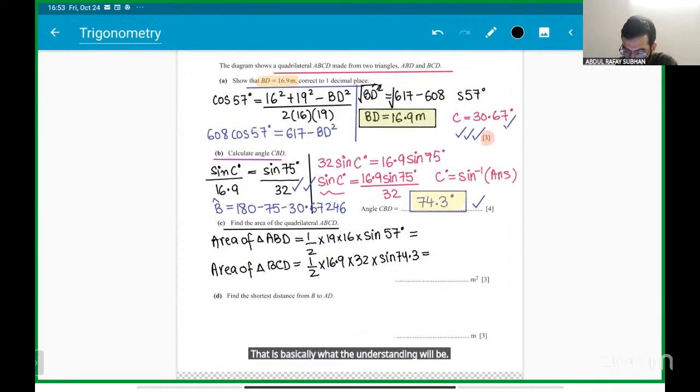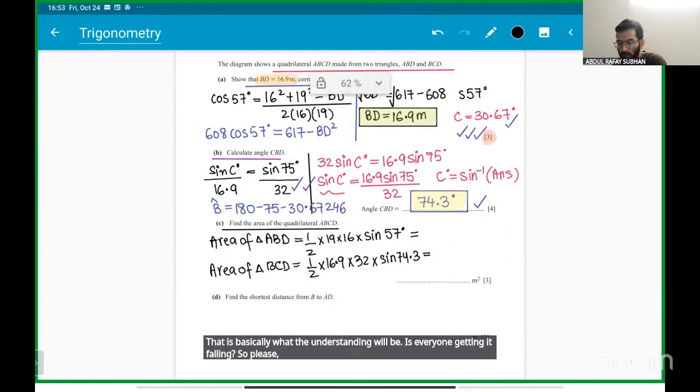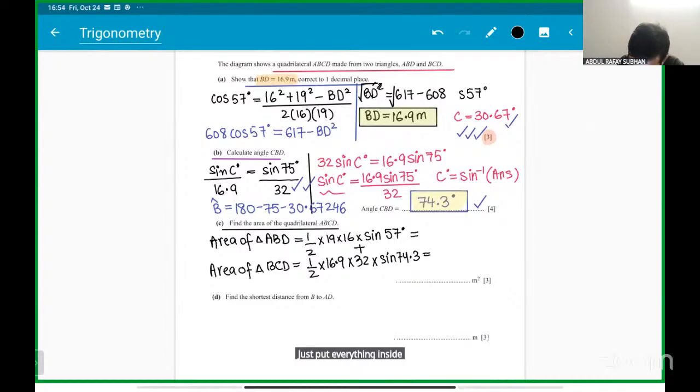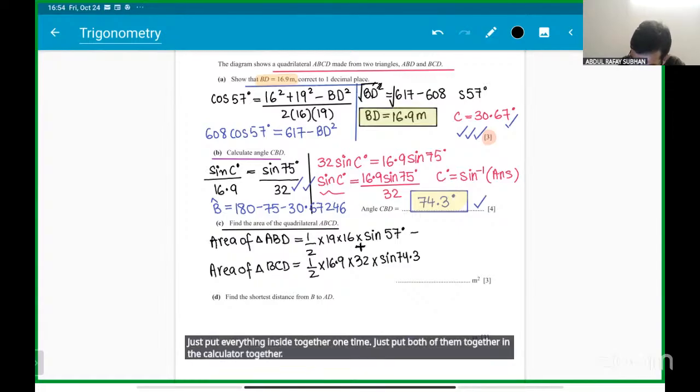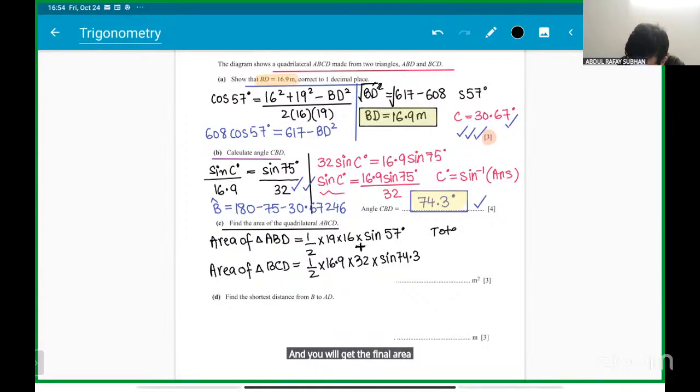Is everyone getting it? So please just get both the areas, okay? Put both of them together in the calculator in one go, and you will get the final area. Total area of the quadrilateral will be: I'll put both of them together in the calculator, one answer, so I can easily round it off, and that will help me as well.